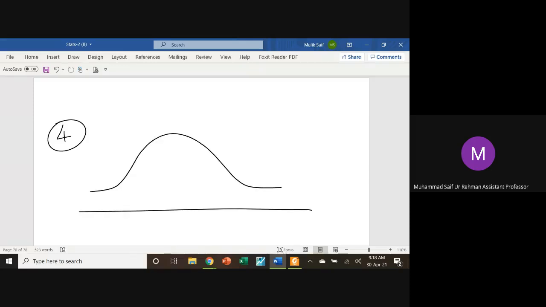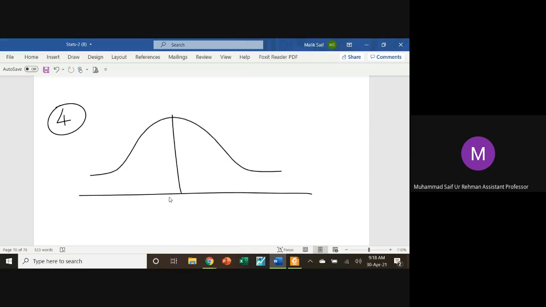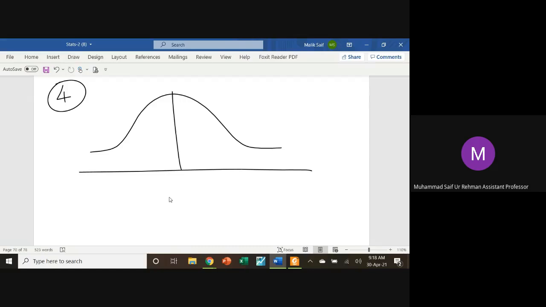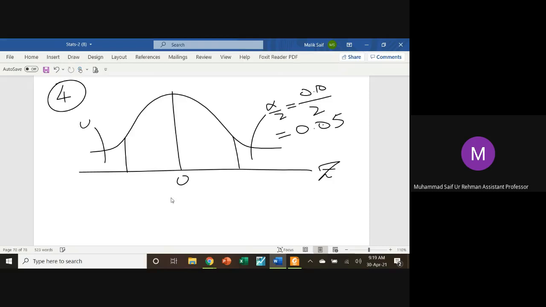This is the normal distribution. Okay. And you will use the z scale. So in the center, the z value will be 0. It is two-tailed. So one tail will be to this side, one tail will be to this side. So you have to divide alpha by 2. Alpha was 0.10. Divide by 2, it is 0.05. Similarly, this side will be 0.05.